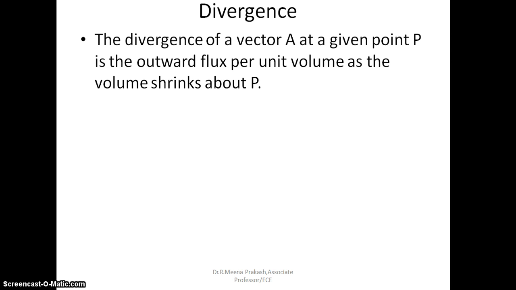Divergence means net outward flow of flux per unit volume. So remember, divergence is the outward flow of flux per unit volume. What is the net outward flow of flux per unit volume as the volume shrinks about the point P, as the volume goes to 0?